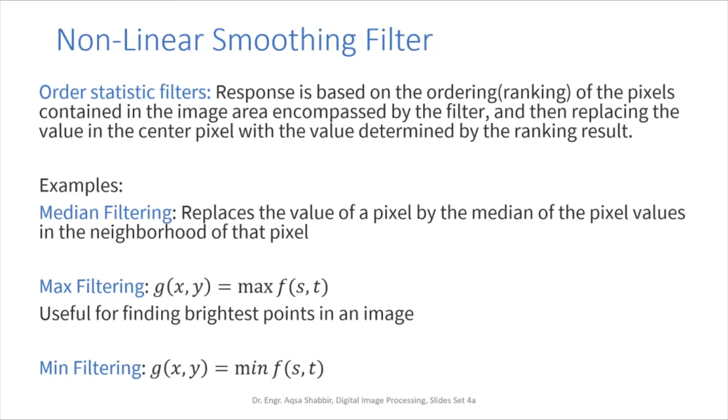Likewise, the minimum filter helps in finding the least bright points in an image. The intensity value of the center pixel P is replaced by the minimum intensity of its neighborhood.